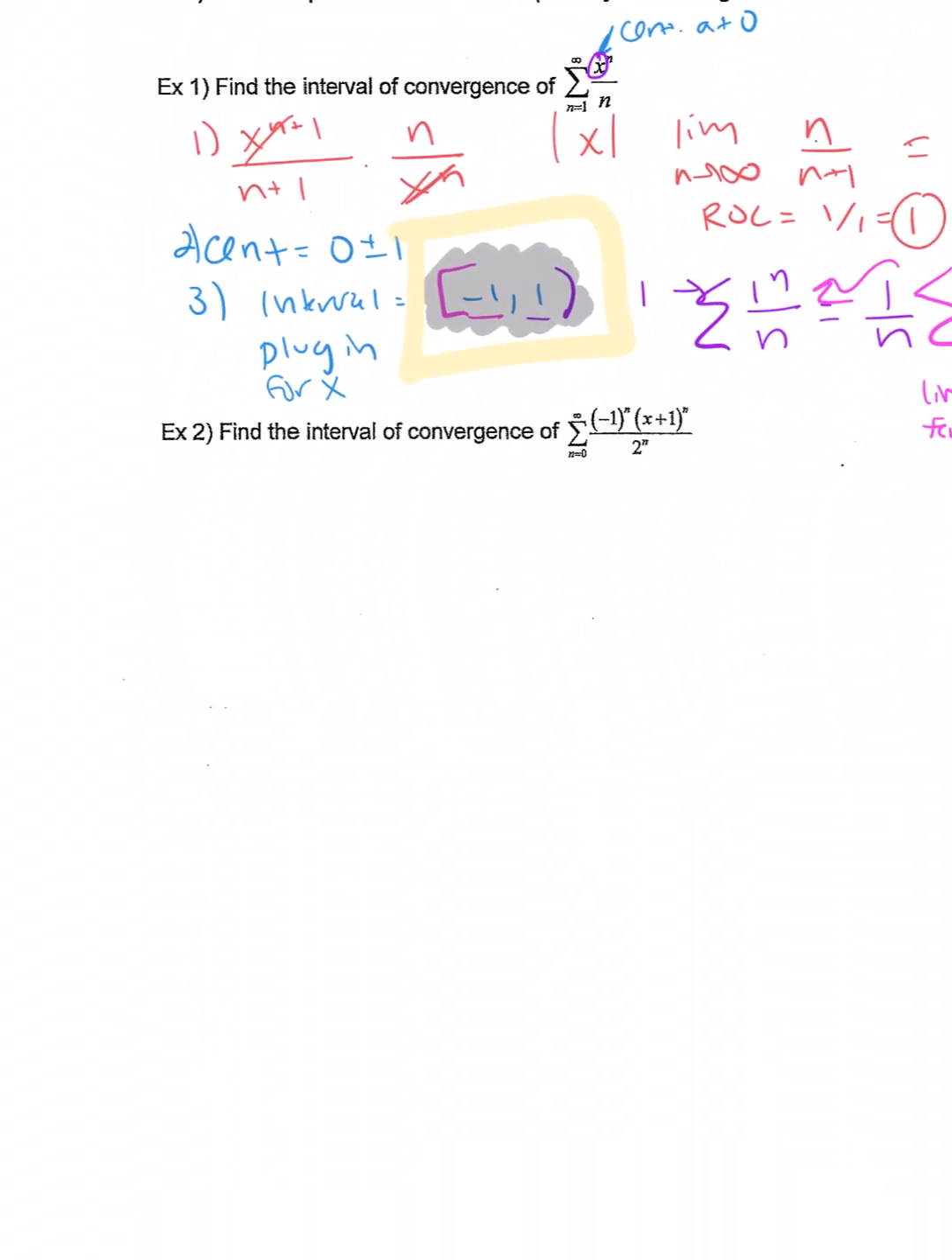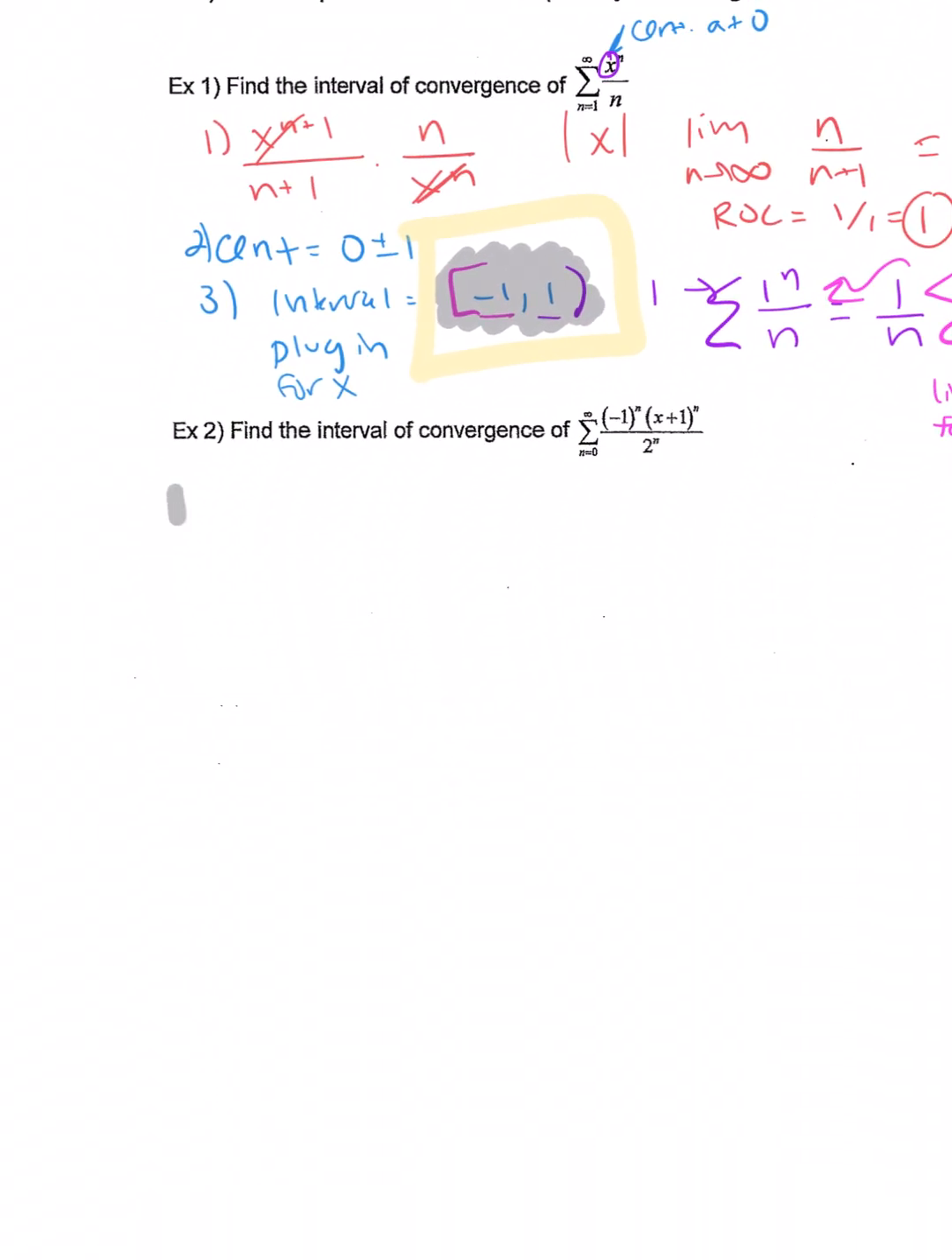All right, let's try another one here. We're going to start by finding our radius of convergence just like we did on Friday. So we're going to do x plus 1 to the n plus 1 all over 2 to the n plus 1, times 2 to the n all over x plus 1 to the n.